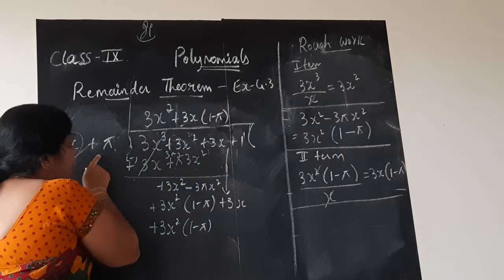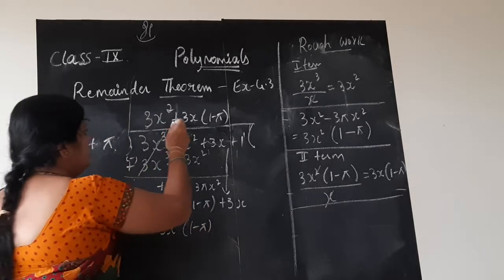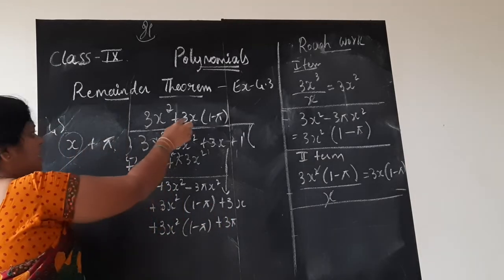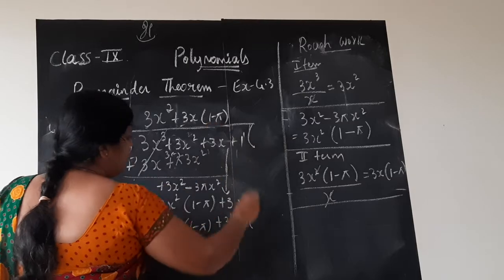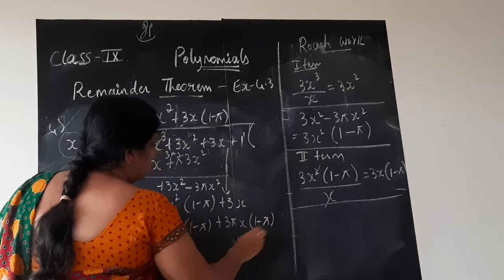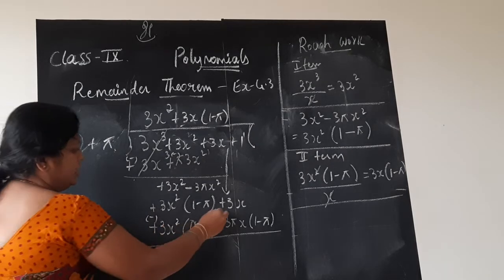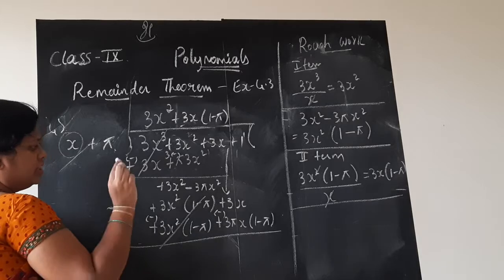Now multiply pi into this expression. When I do, I get plus 3 pi x into the bracket 1 minus pi. I am writing it as it is. Plus and minus, change the sign. Don't ever forget to change the sign. These two terms get cancelled.